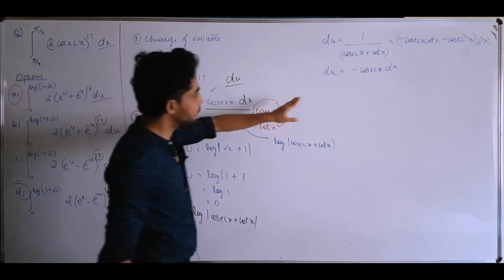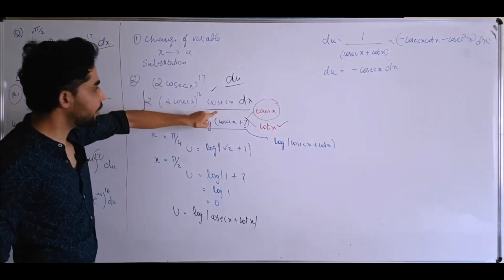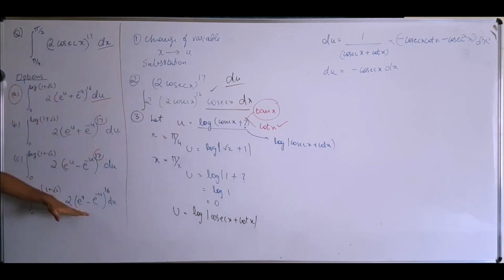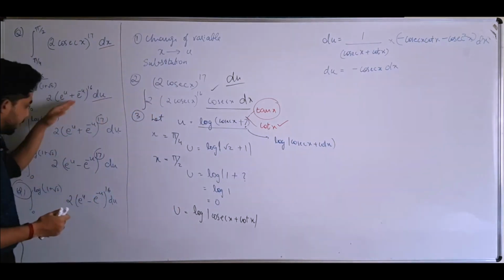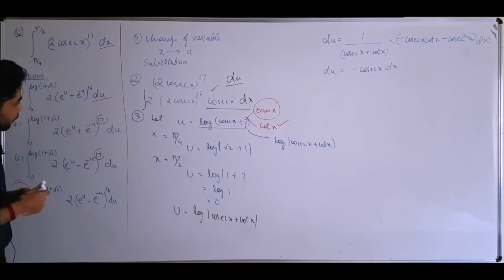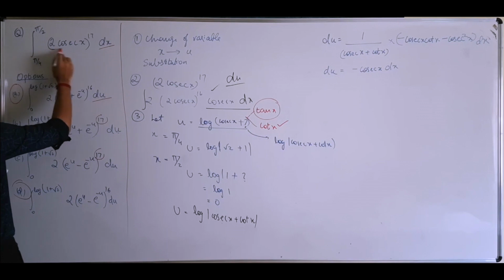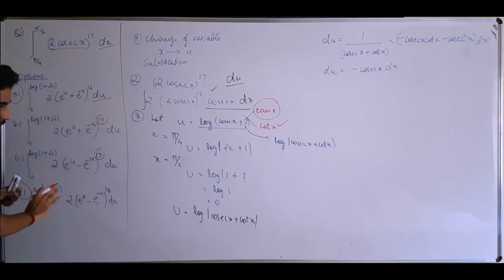Why? Because this is 16 and 16, so it can't be 17. Why? Because this is the relation between du and dx. So they have eliminated one cosec x dx here and they have written it as du, and here there is still confusion between whether it is e raised to u plus e raised to minus u or e raised to u minus e raised to minus u. Now to check between these two options, we have to see that this 2 cosec x is written in the form of e raised to u plus e raised to minus u, or this one.